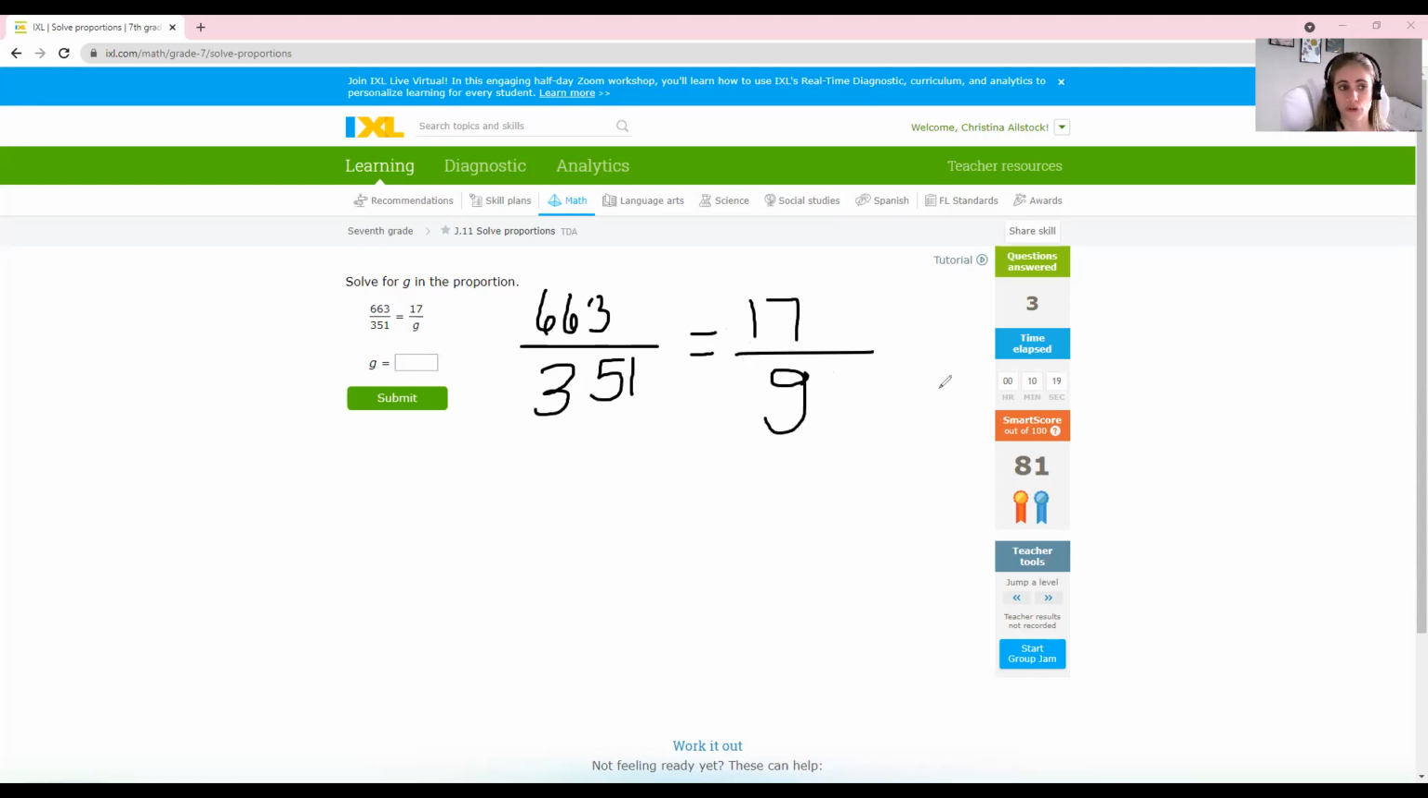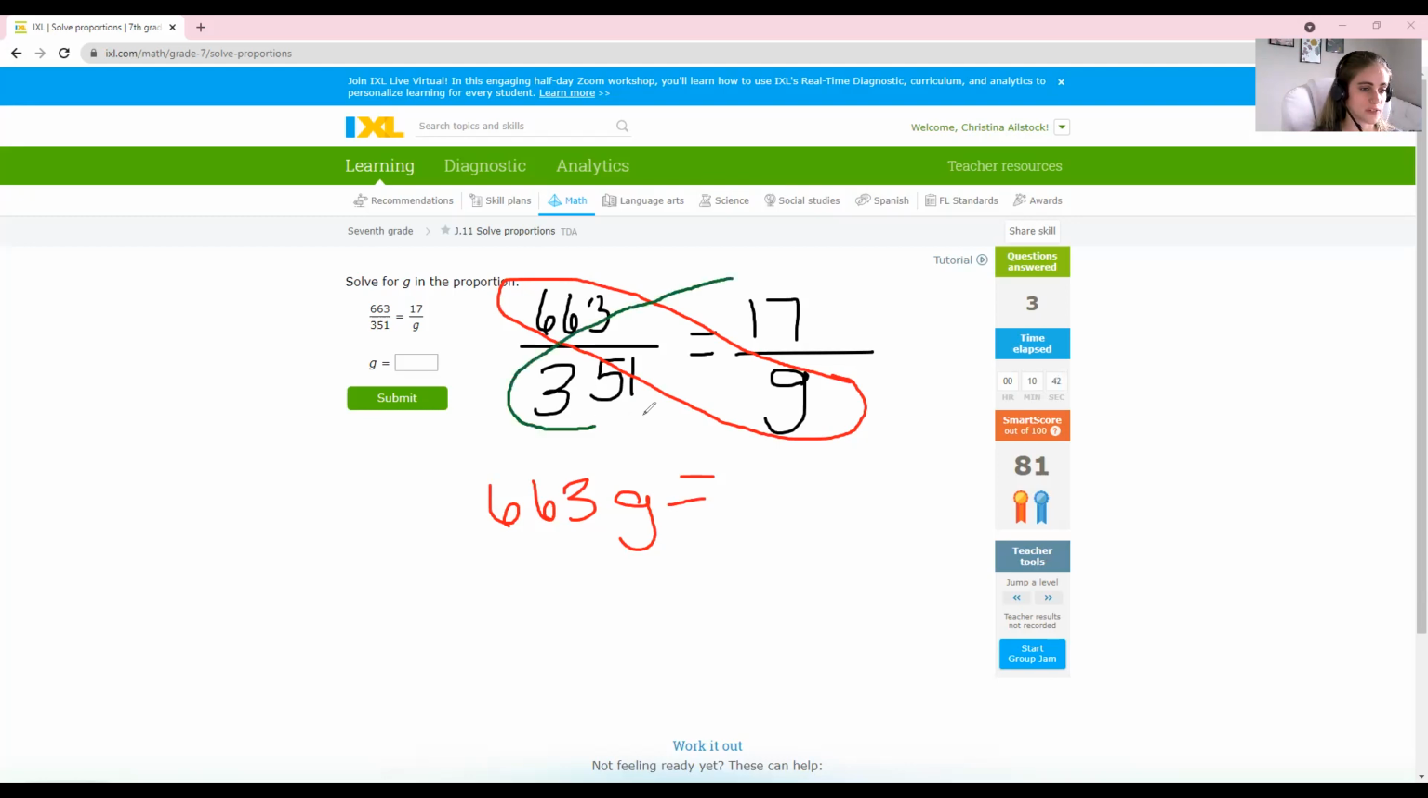So it's a proportion. Two fractions are equal. We solve that by cross multiplication. So we're going to multiply across our diagonals. 663 times G is just 663G. And then that's equal to your other across. So 351 times 17, definitely using my calculator here. 351 times 17 is 5,967.